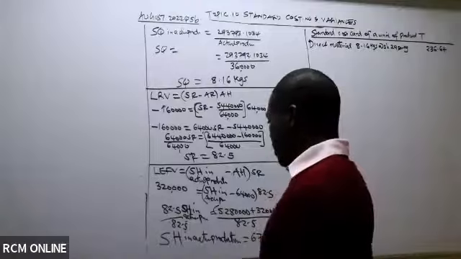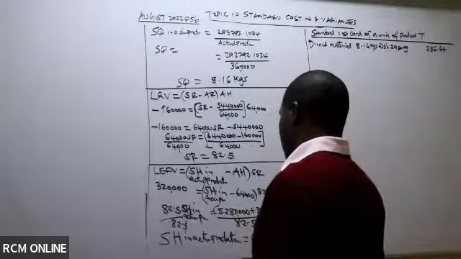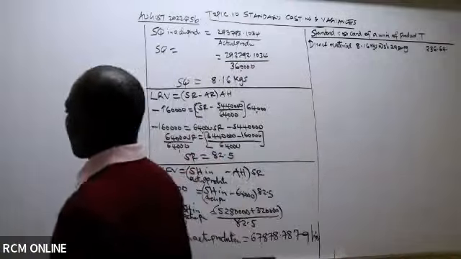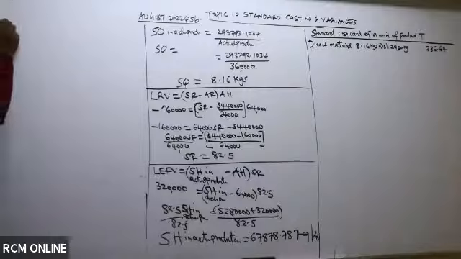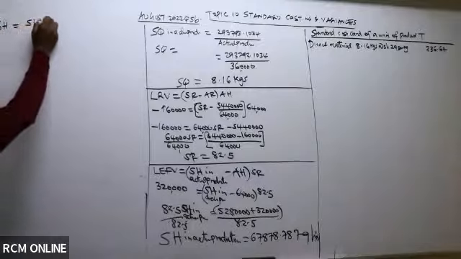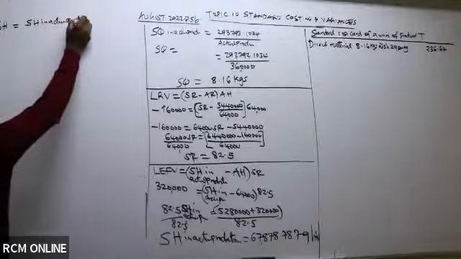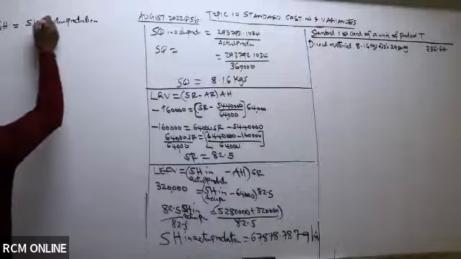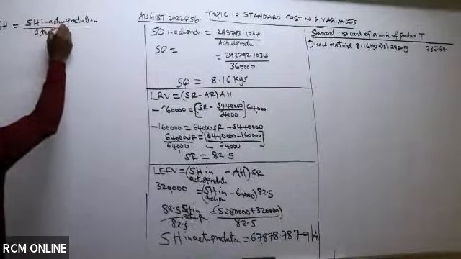79. That is standard hours in actual production. So you want to get standard hours per unit. So standard hours is equal to standard hours in actual production divided by actual production.